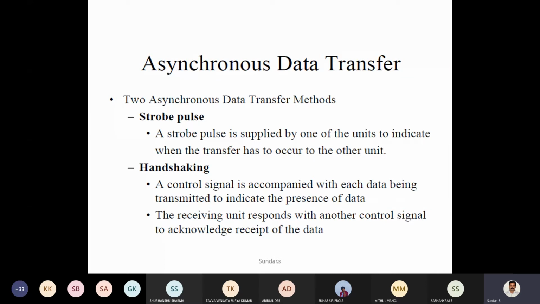Now, the problem is, in the case of asynchronous data transfer, the CPU is a high-speed device, but the clock speed of the IO devices is low, right? So how can this be addressed? How can the speed mismatch be addressed? It is something like this.